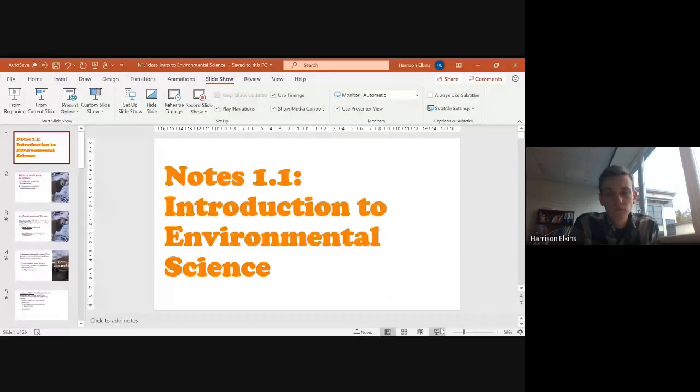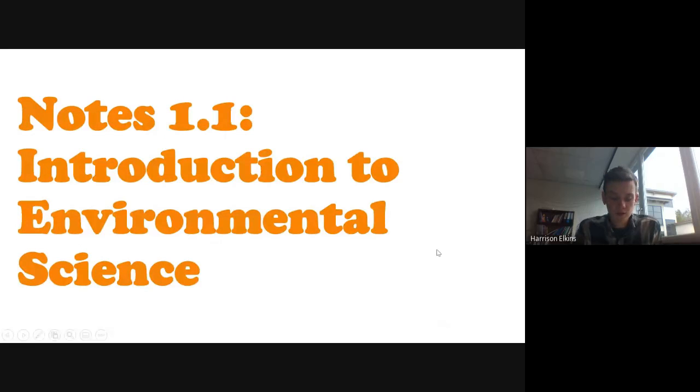So you should pull out of your packet the note sheet that says notes 1.1. And there's a picture of a sheep and a cow on the front, and it's 2 pages stapled together. Okay, so you should get this one out. I'm going to be going over a PowerPoint here on my computer, and you will be able to follow along. So if I have things up here that are written that you don't have written on your notes, then you can fill that in. So you'll want a pencil or a pen so you can fill this into your notes.